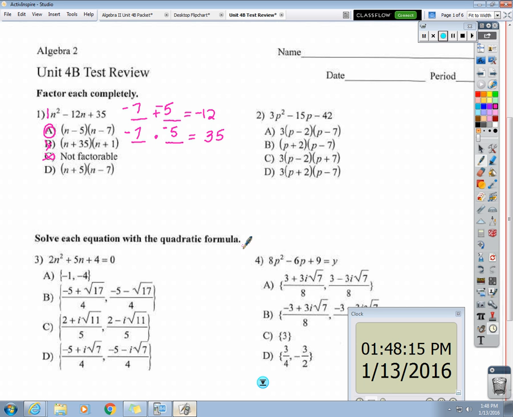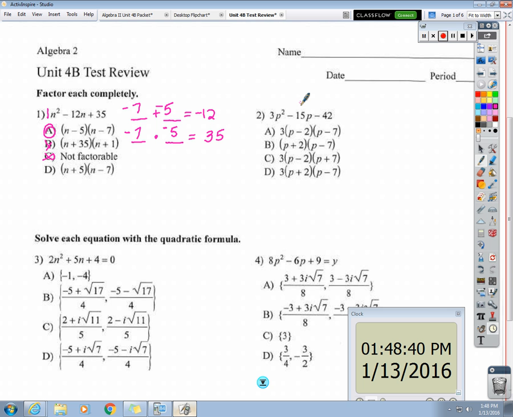A is the answer. Number 2: 3p squared minus 15p minus 42. What's different about this one compared to number 1? We have a leading coefficient of 3. So you can't just go straight to adding to get this and multiplying to get this, because you would just be ignoring the 3, and you can't do that. What do you have to do with it?